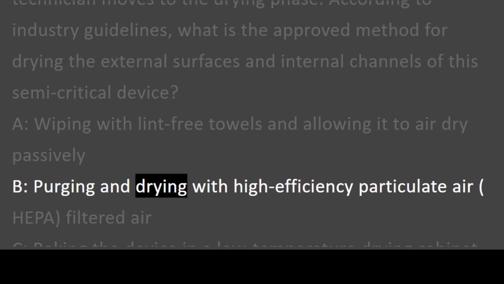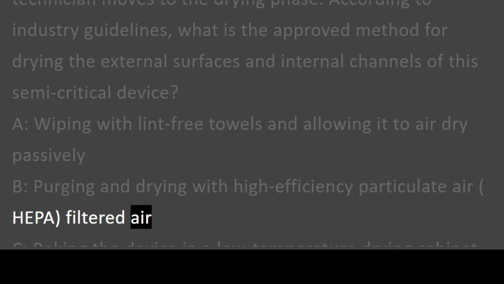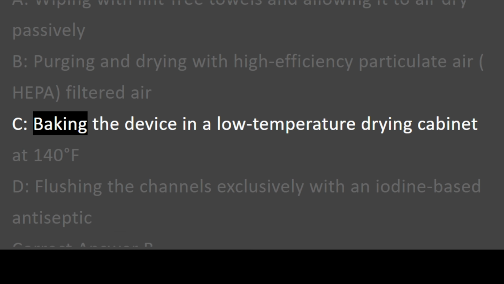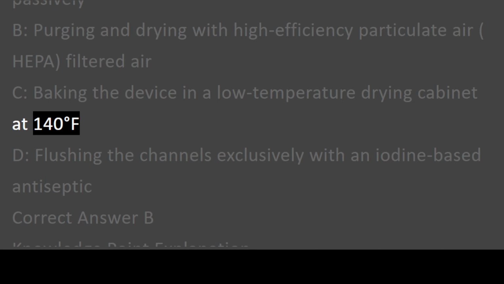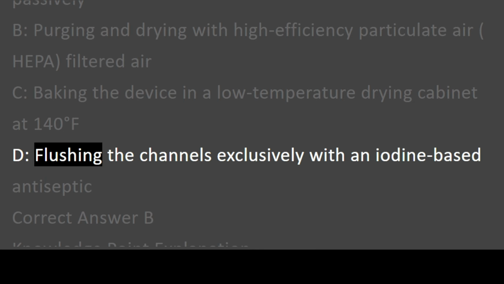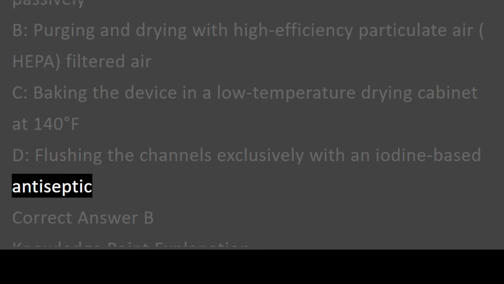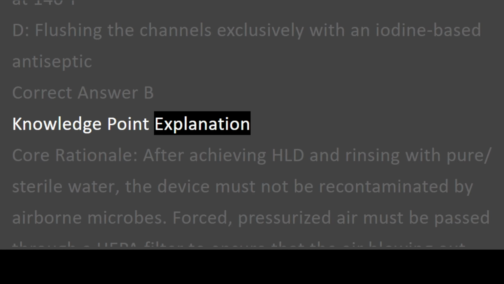B. Purging and drying with high-efficiency particulate air, HEPA, filtered air. C. Baking the device in a low-temperature drying cabinet at 140 degrees Fahrenheit. D. Flushing the channels exclusively with an iodine-based antiseptic. Correct answer B. Knowledge point explanation.